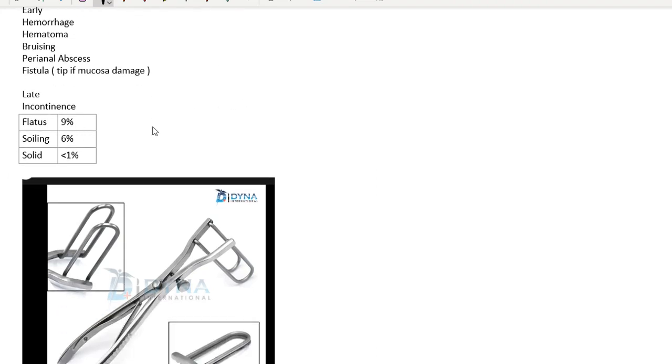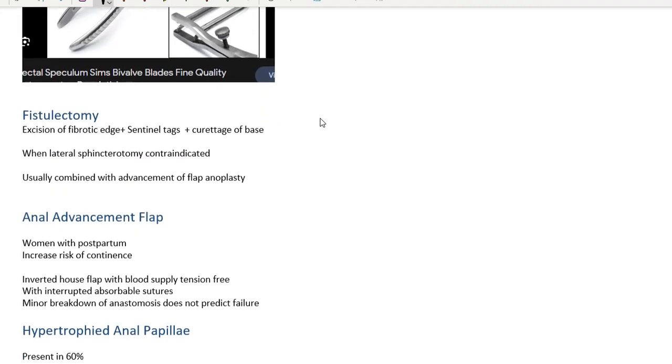Late complications include incontinence, flatus incontinence. In 9% of cases there is soiling, which is basically a small, not solid stool incontinence, but small stains of stool, and solid stool incontinence in less than 1% of the cases.